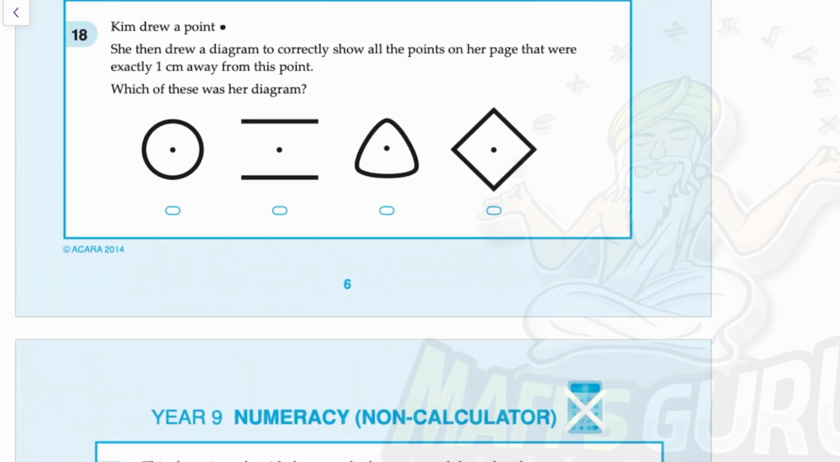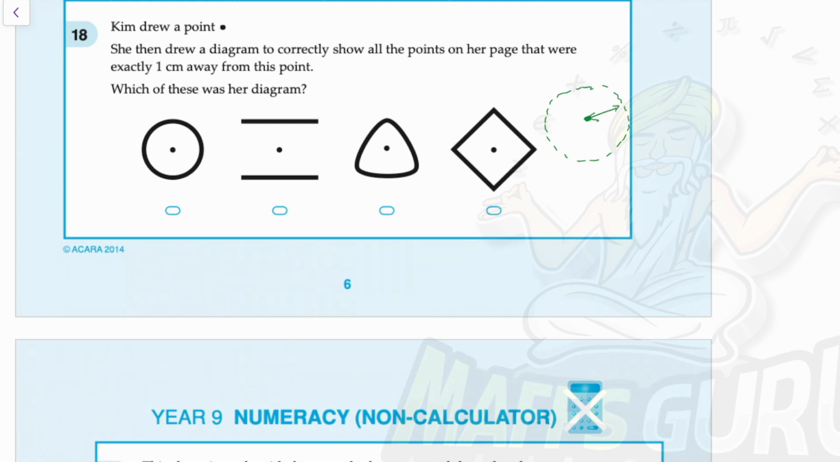Kim drew a point. Then she drew a diagram to correctly show all the points on the page that are exactly 1 centimeter away from this point. Now this is called locus, right? So imagine I've got a point here and I attach a dog to a lead, and that lead is a particular length. Now that dog is actually going to be able to do a circle around, which is what we call the locus of all points.